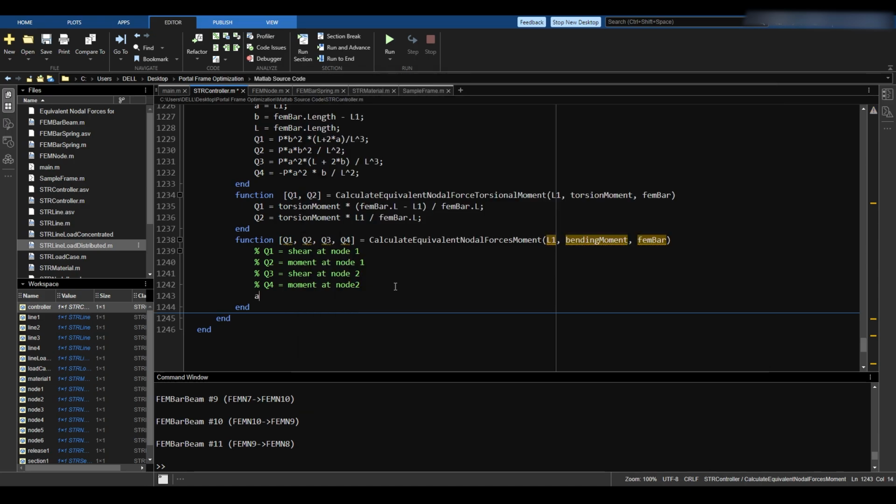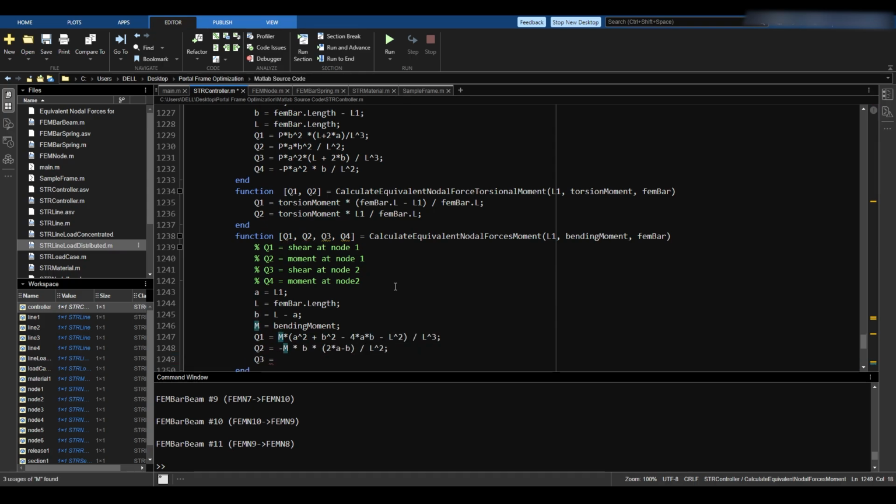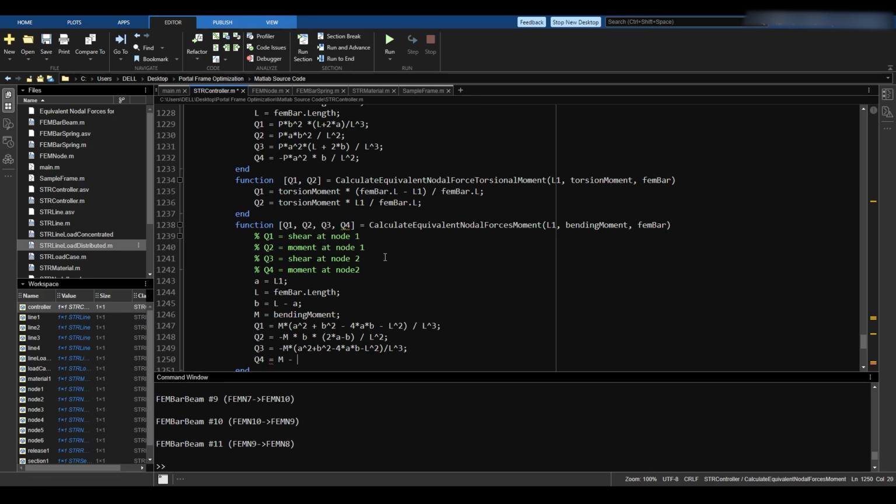So here, once again, I need A. A is, of course, L1. L is fem bar dot length. And B is L minus A. And M is the bending moment, with, of course, keeping in mind that the signs are inverted now. So Q1 in this case equals M. I'm taking it from Daryl Logan's book, but without the negative sign. I multiplied the entire equations by -1. Fantastic. So this should be the equivalent forces of a moment.